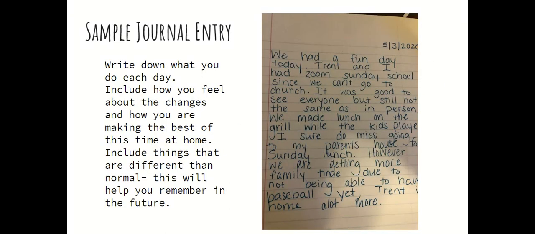So here's a sample journal entry. It says, "We had a fun day today. Trent and I had a Zoom Sunday school since we can't go to church. It was good to see everyone, but still not the same as in person. We made lunch on the grill while the kids played. I sure do miss going to my parents' house for Sunday lunch. But we're getting more family time due to not being able to have baseball yet. Trent is home a lot more."